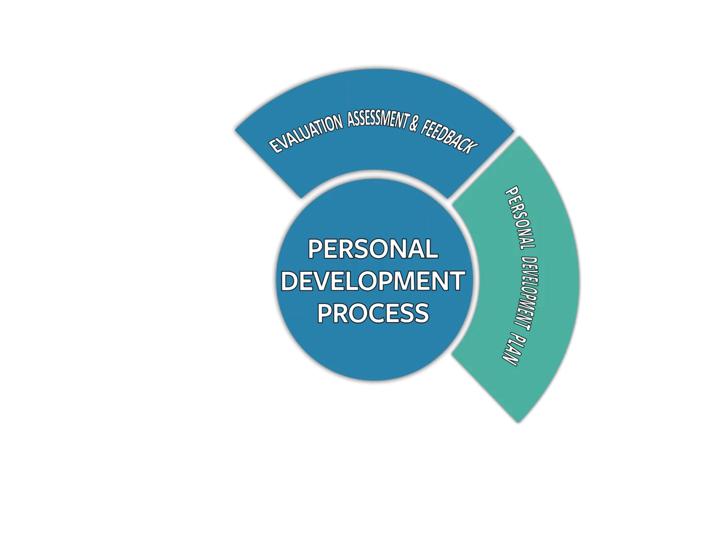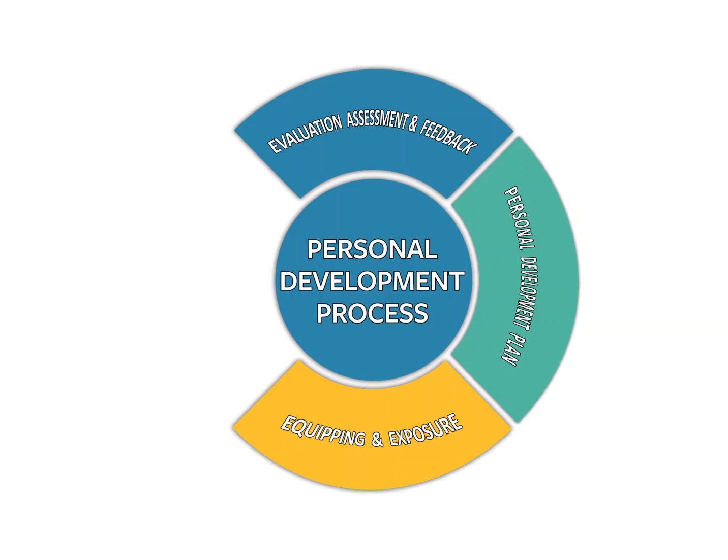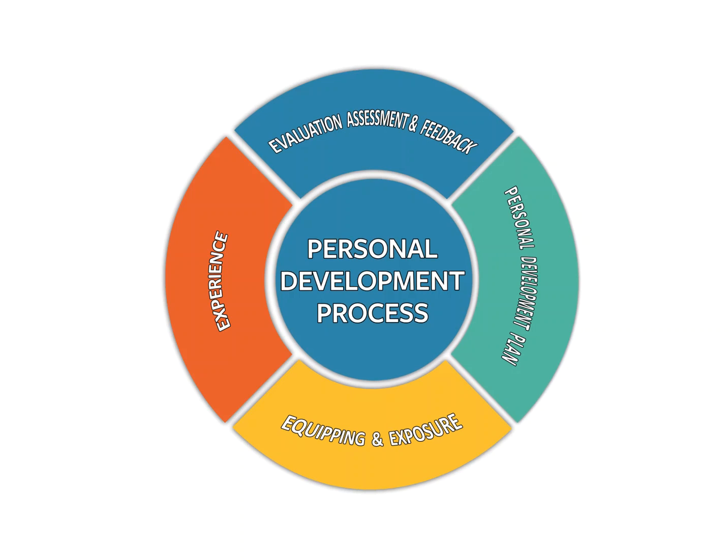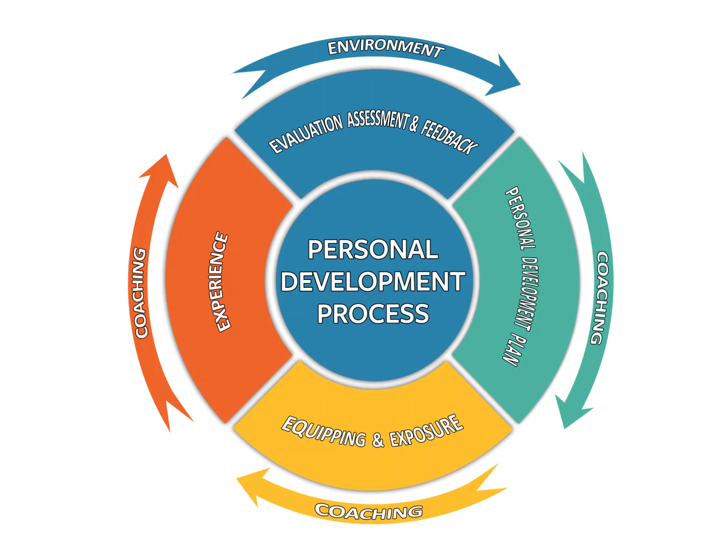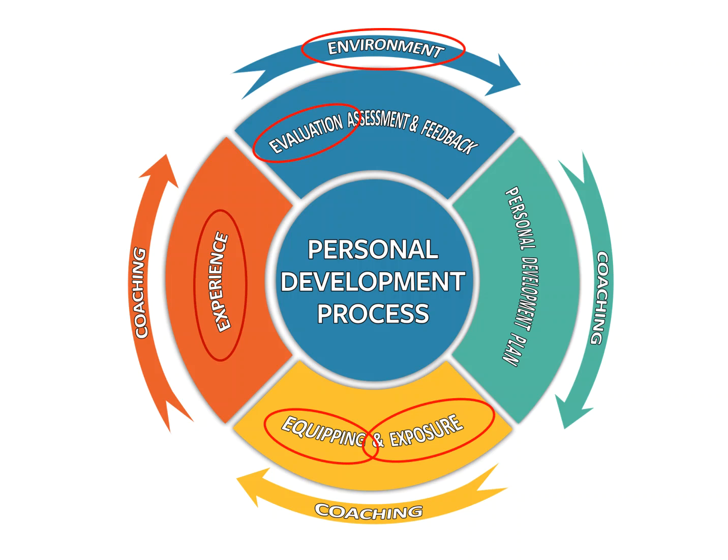The implementation of the personal development plan involves step 3, equipping opportunities and exposure to others who can help us grow in our desired areas. In step 4, experience, the lessons learned are internalized and mastered through repetition and practice. The entire process is done in an environment of coaching. You see, in this process, we use all the 5 E's of development: evaluation, equipping, exposure, experience, and environment.